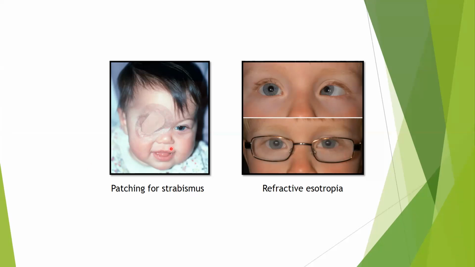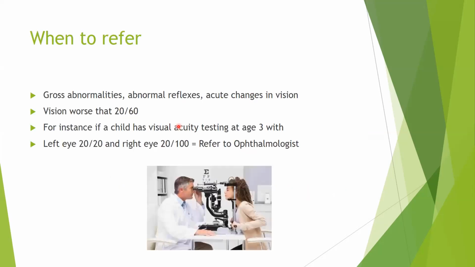We can also patch here. So if you've got an eye that's underperforming and it's easier for the child to use the good eye, then we actually patch the good eye and we have the child use the eye that is weak or that they are not using as much. And that will really kind of clear that up.